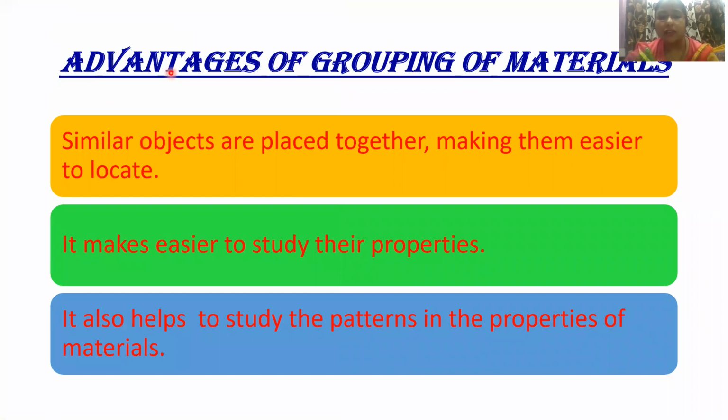Now, the advantages of grouping of materials. What are the advantages? So first, similar objects are placed together, making them easier to locate. If all the objects are made of the same material, we can easily locate them. It makes it easier to study their properties, and it also helps to study the patterns in the properties of materials. Patterns mean whether the object is transparent, floats or sinks. So these are the patterns. If we group the materials, we can easily study their patterns.